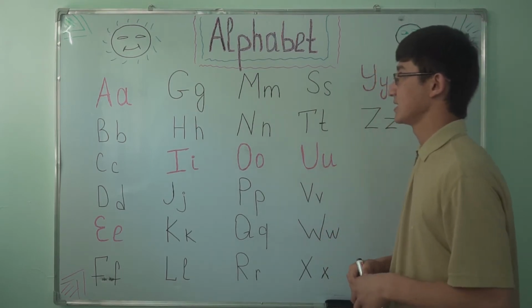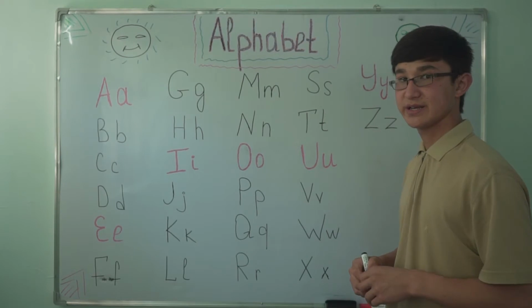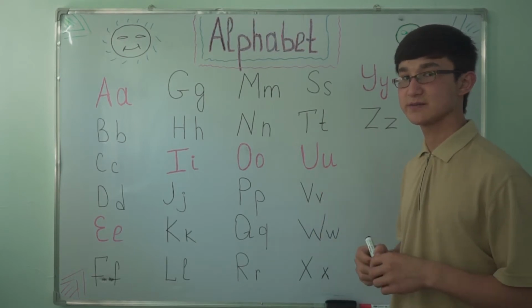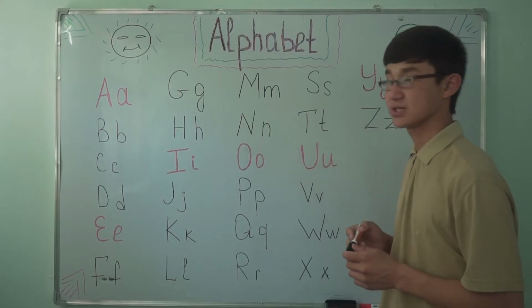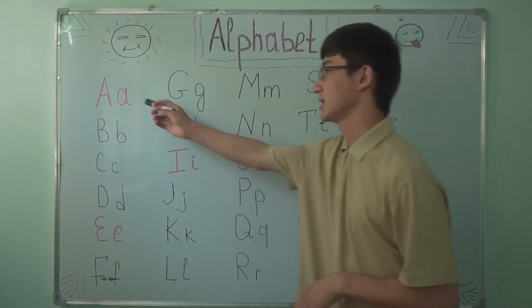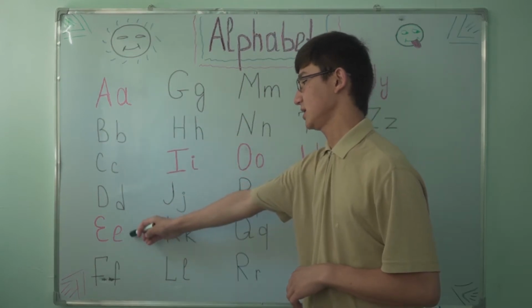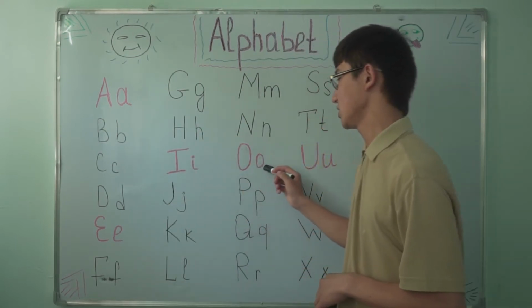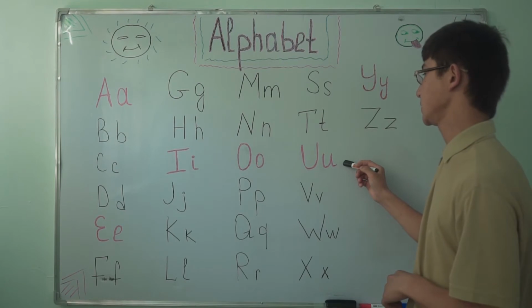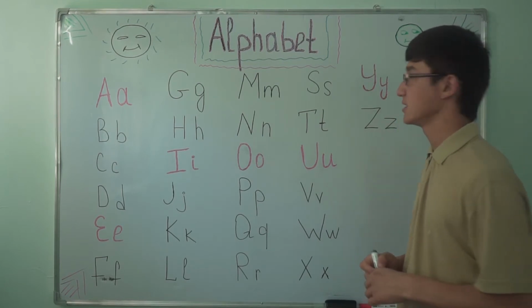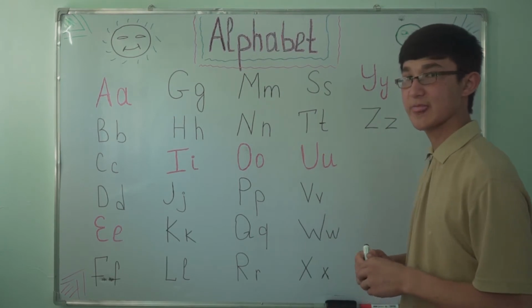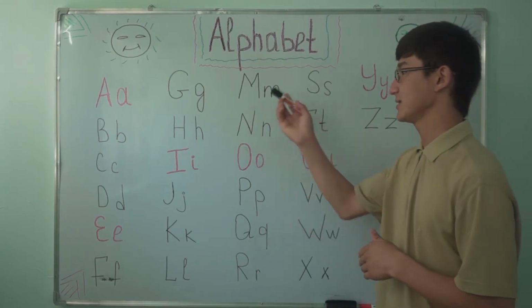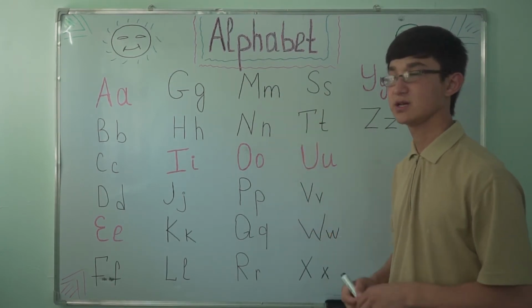Let's start. The English alphabet consists of 26 letters and they are divided into two groups, vowels and consonants. Vowels are A, E, I, O, U, and Y. The consonants are everything except vowels. Okay? The vowels are 6 and the consonants are 20.